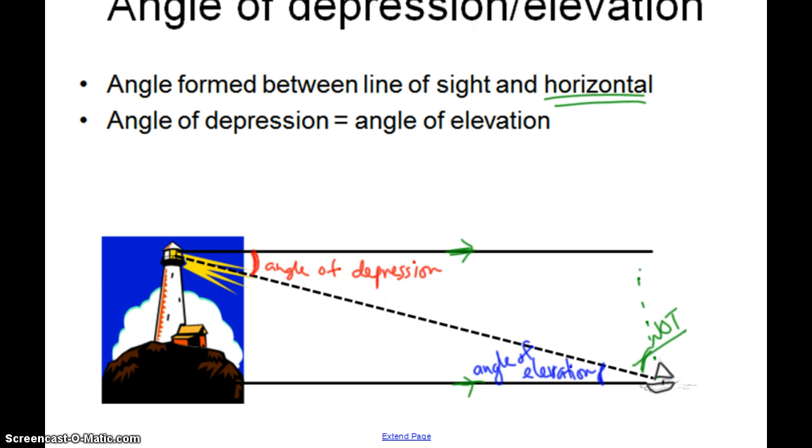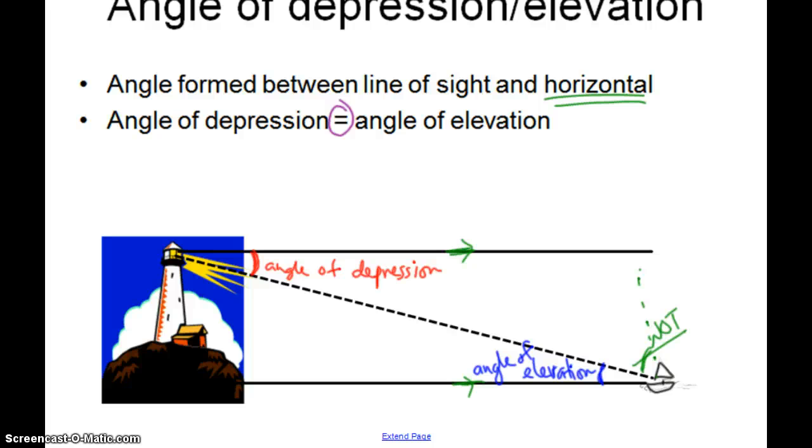So remember what we know about parallel lines? If I have these two parallel lines and this line of sight between the lighthouse and the boat, that would be a transversal. And so this angle of elevation and this angle of depression are alternate interior angles, which means they are congruent. And that is why an angle of depression in a situation is equal to the angle of elevation. So this red angle up here and this blue one down here are going to have the same measure. So if I know one, I also know the other.